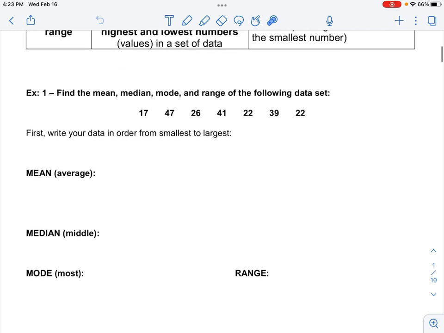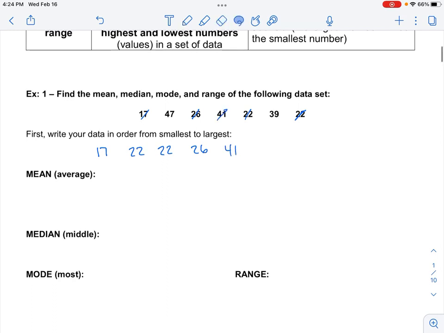So we have 2 examples. We are going to find the mean, median, and mode of a couple different data sets. So first, we are going to write our data in order from smallest to largest. Now, pro tip here, cross out the numbers as you go so you don't accidentally forget one or use one more than once. Now 22 did appear twice in the set, that's why I wrote it twice. Oops, and then this one I totally put out of order. So I can just move that around, squeeze 39 in there, then 41, then 47.